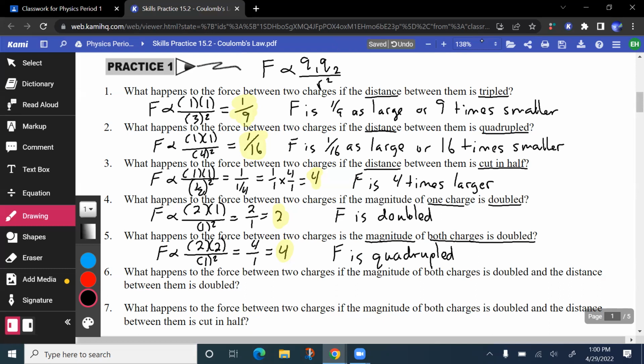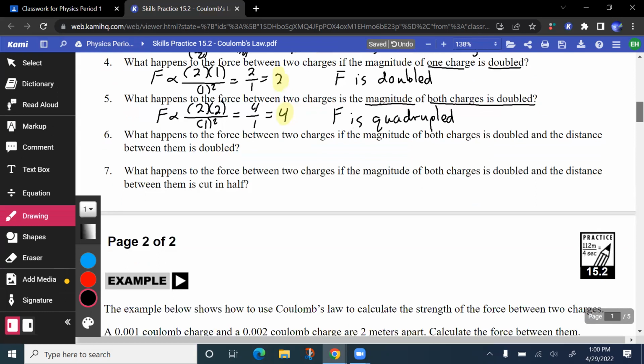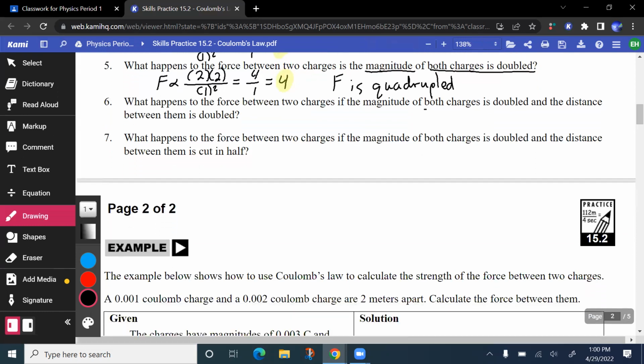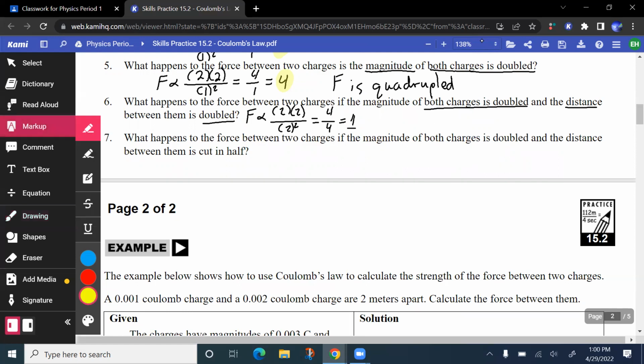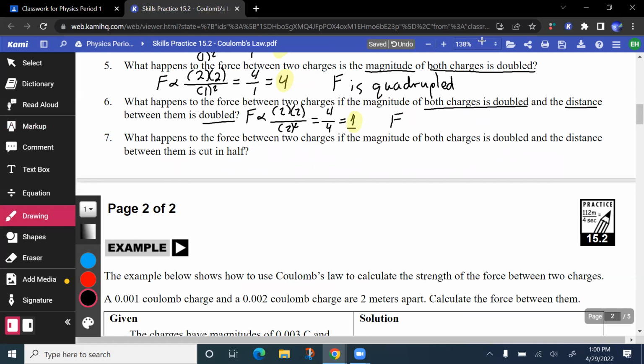All right, number 6. What happens to the force between two charges if both charges double and the distance between them is doubled? So everything doubles. So F is proportional to 2 times 2 over 2 squared. Well, 2 times 2 is 4, 2 squared is 4, and we get an answer of 1. What does this mean? This force factor of 1 tells you that the force stays the same. It does not change. The force does not increase nor decrease.